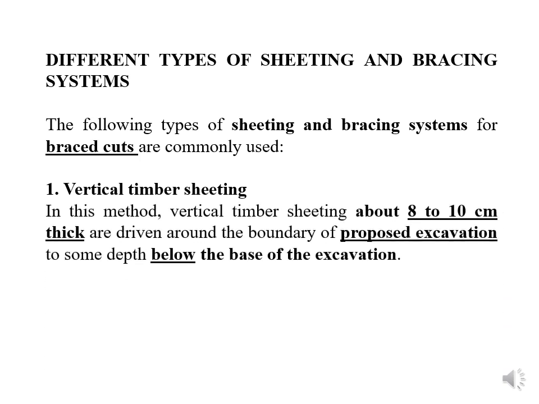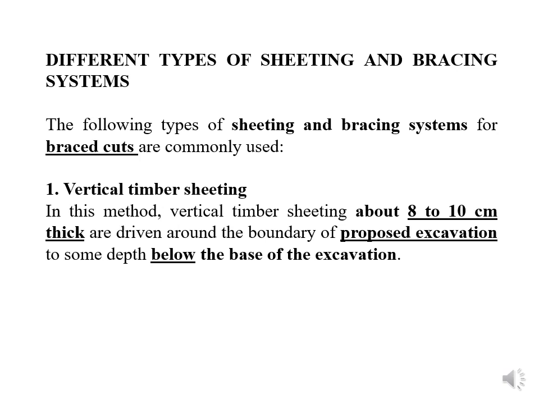In this method, vertical timber seat piles about 8 to 10 centimeter thick are driven around the boundary of a proposed excavation. Suppose you want to excavate the soil in the form of a drain or for laying the pipeline. What we shall do? We shall drive the timber seat on one side, and on the other side we shall also drive the timber seat. So after driving in between the two seats, whatever the soil is there, we shall start the excavation, right?